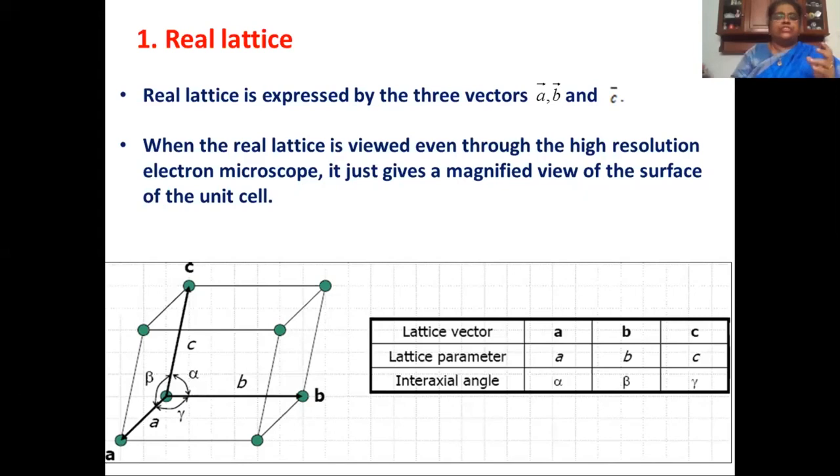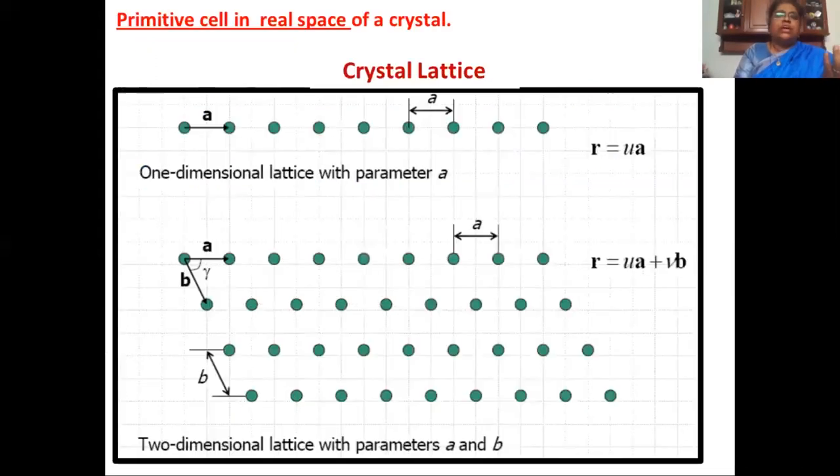In this picturization, you must take a reference, and if it is x, y, and z, and the distance between successive atoms along x is a, the distance between successive atoms along y is b. So if you take the magnitude, it is the lattice parameter. So similarly, you have c. And always alpha is between b and c, so you mark alpha, beta, and gamma in a cyclic fashion like this. This picture is clear. So this is what we call a real lattice.